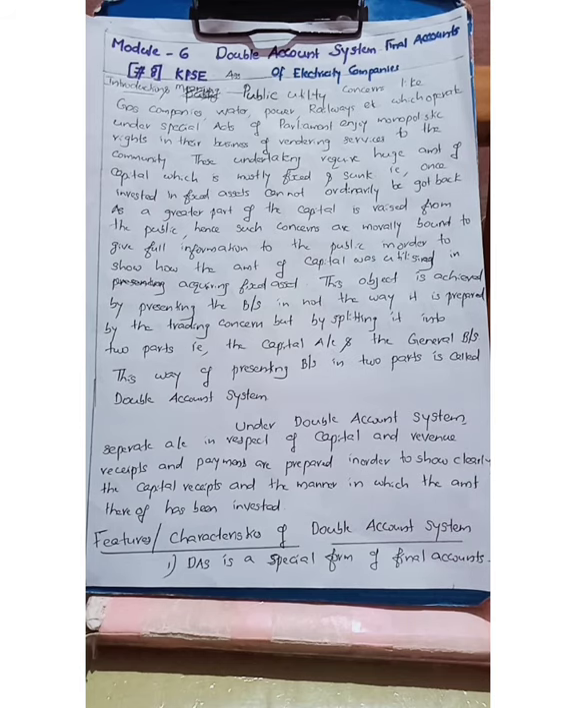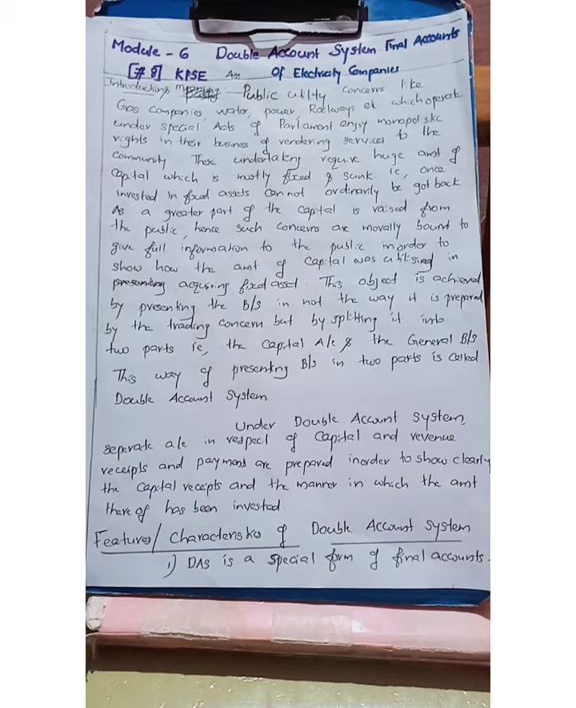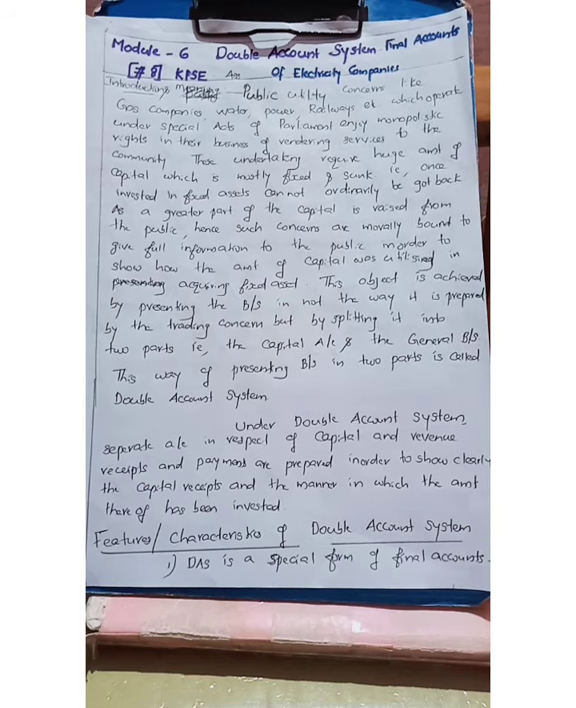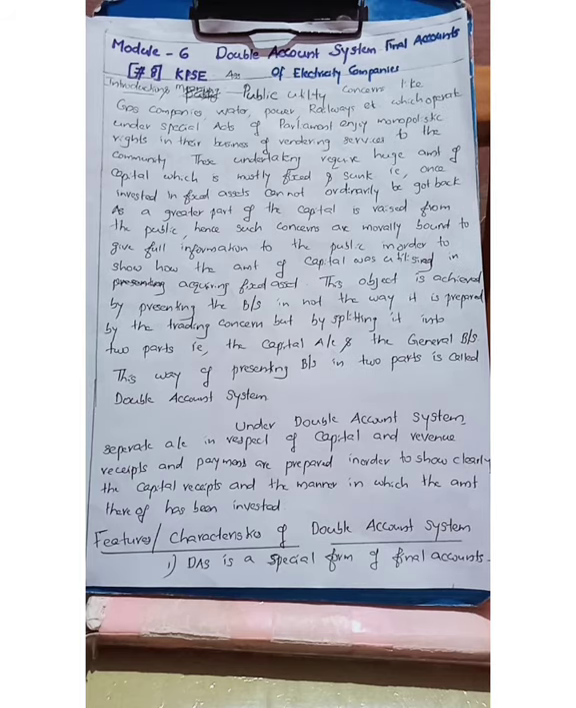This object is achieved by presenting the balance sheet not the way it is prepared by a trading concern, but by splitting it into two parts, that is the capital account and the general balance sheet. This way of presenting the balance sheet in two parts is called the double account system.